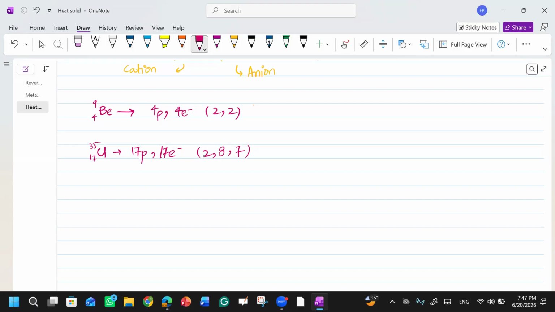Okay, now can you tell me what is the possibility for beryllium? Can it gain 6 electrons or will it lose 2 electrons? Yes, it will lose 2 electrons, and which rule is it following? The octet rule or duplet rule? Yes, it is following the duplet rule. Why is it following the duplet rule? Because in the valence shell there will be 2 electrons left.